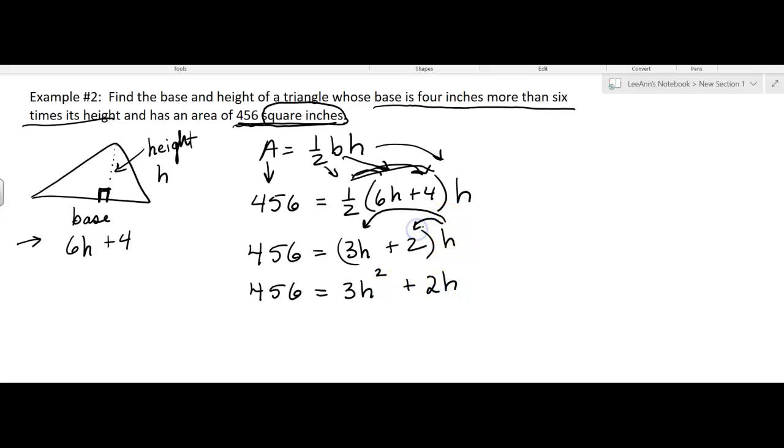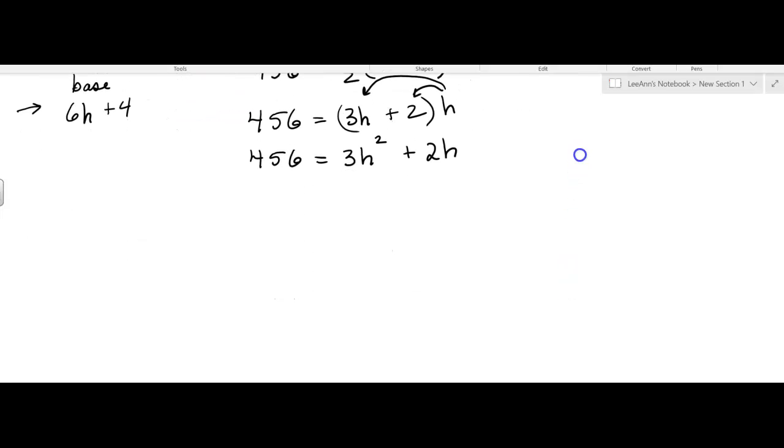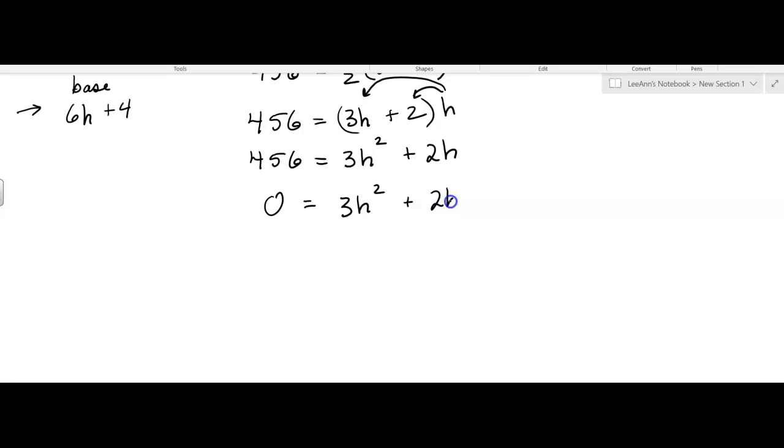Okay, so now we're distributing that h. So I get 3h squared plus 2h, and all of that's equaling 456. Okay, so now it's a quadratic equation. We're getting there. We need to set it to 0, so I'm going to make this 3h squared plus 2h minus 456. Now, I don't know a lot about 456.